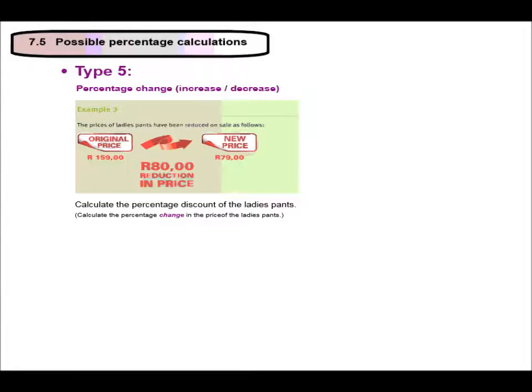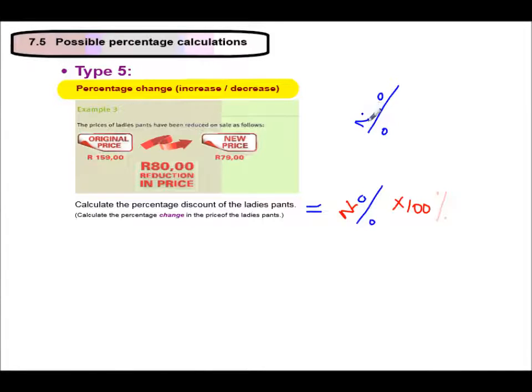Let's look at type 5, percentage change. This is the most difficult of all the percentage calculations. So think of it as saying, okay, calculate the percentage discount. So my answer has got to be a percentage. And I often say, oh no, this is such a difficult calculation. No. So I'm going to say new minus old over old times by 100%. Another way of looking at it, my answer must be a percentage. So once again, I can write new minus old over old times by 100%. These two end ones are always the same.